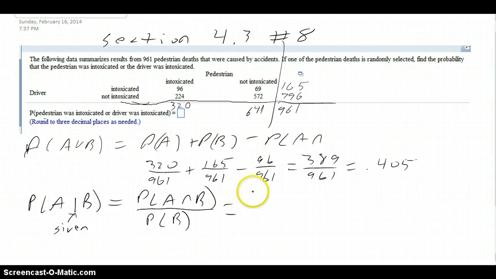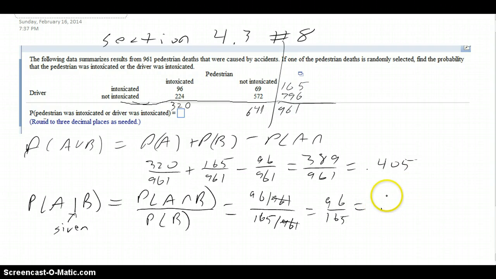So the intersection, again, is 96 out of 961, divided by the probability of B. In this case, B is the second item, the driver was intoxicated. So that's 165 over 961. And we can see the 961s would reduce to 1. So really it's just 96 out of 165. And so 96 divided by 165 is 0.582.